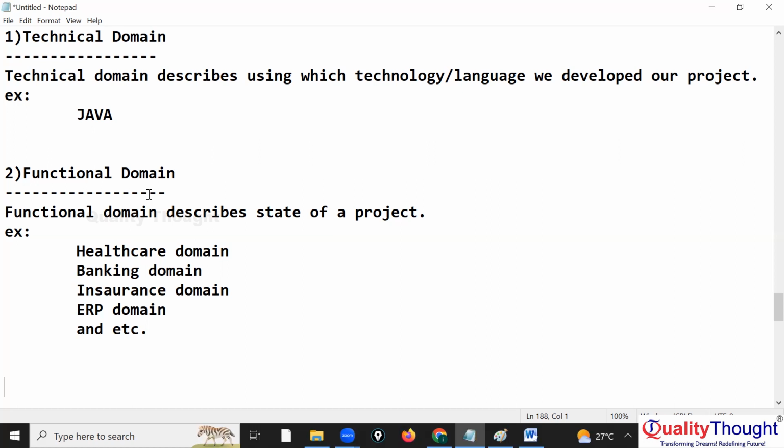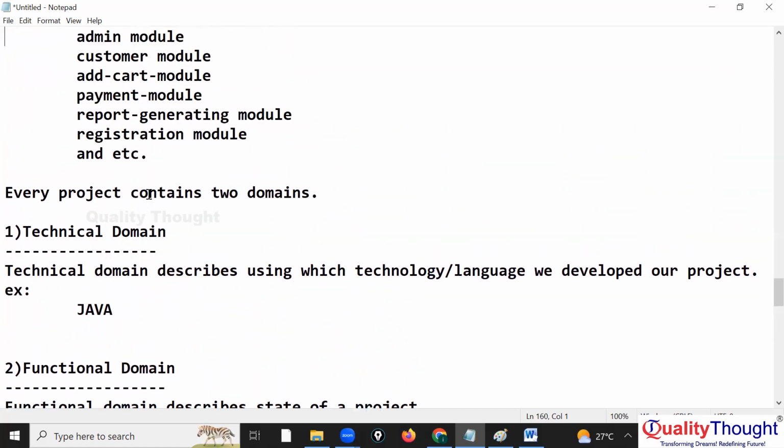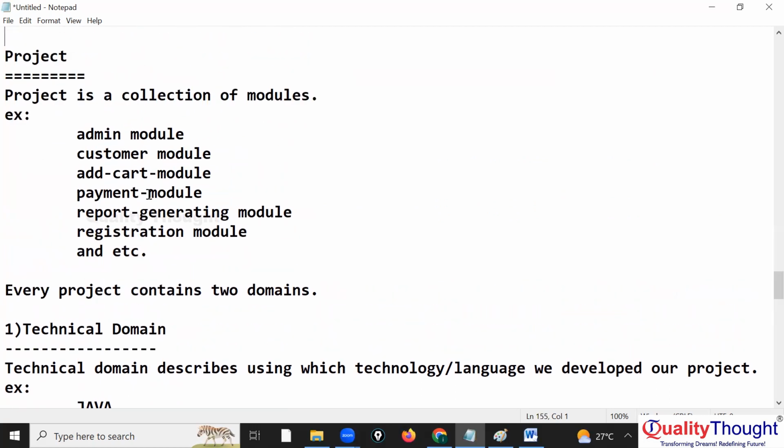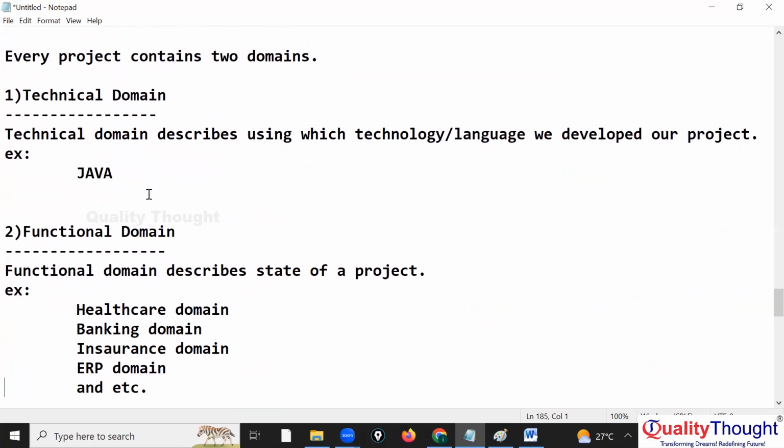So tell me, what is a project now? A project is a collection of modules. And every project has how many domains? Two domains. One is technical domain, one is functional domain. Understood my point here now? So I hope you understood now.